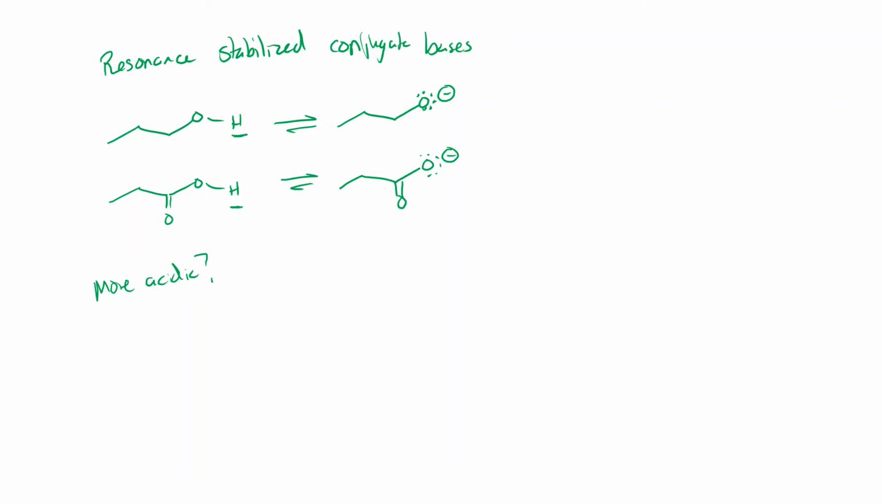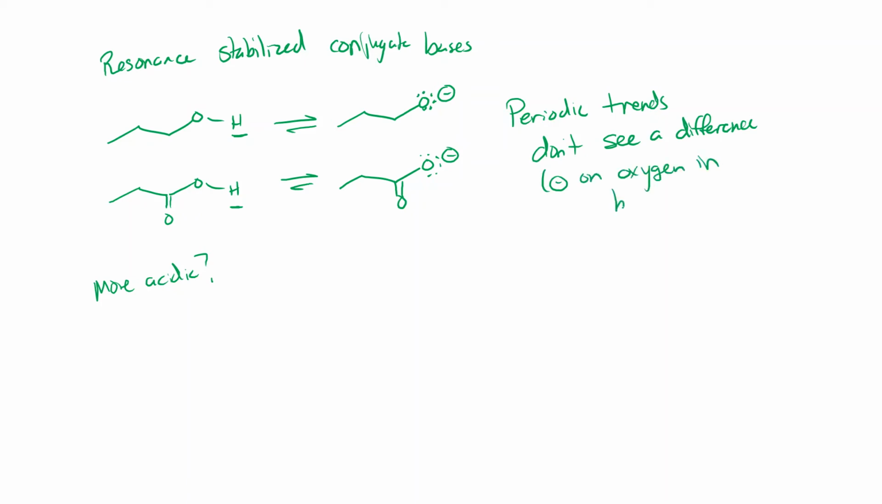It's an electronegative atom, right? So it's better than nitrogen. But in this case, if we're comparing these two, both of them have negative charge on oxygen. And so periodic trends don't distinguish between these, we don't see a difference, right? Negative on oxygen in both cases.